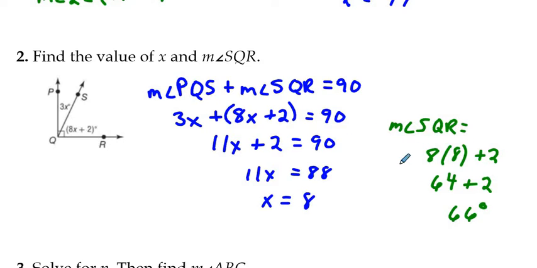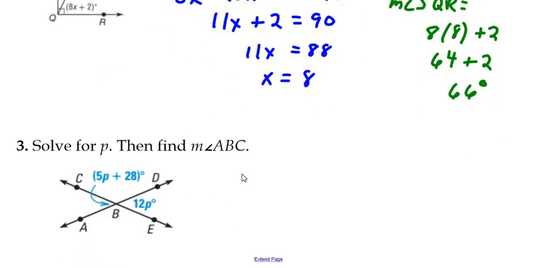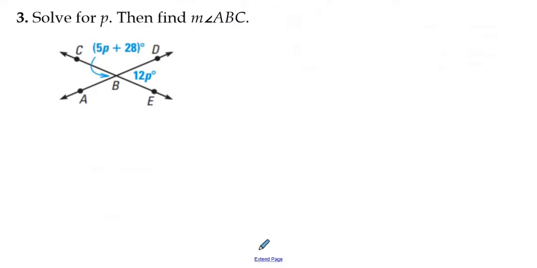The substitute in part is probably the easier of the two parts here. The setup for this is probably a little more difficult than the solve. In the last example, we have to solve for P, and then find the measure of angle ABC. Alright, this measure of 5P plus 28 degrees is this angle measure right here, and 12P is this angle measure right here. Remember, vertical angles, they're congruent.